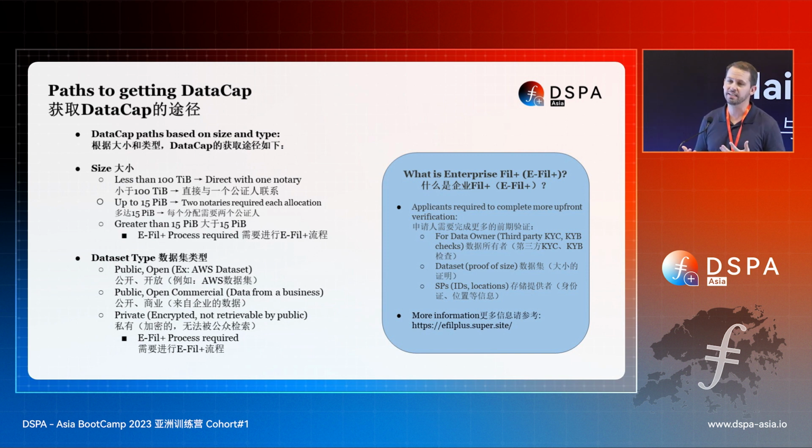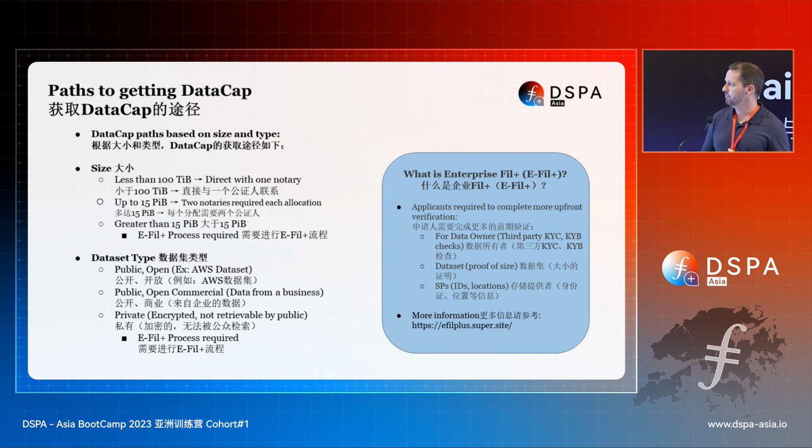What is E-FIL? Basically, if you want to store this much data, you need to tell us a lot more information so we can trust your application. Because let me give you a hypothetical scenario. You are brand new to the Filecoin Network. You come to Filecoin Plus, you apply, you say, hi, I need 100 petabytes of data cap, thank you. And that's it. The notaries will say, you have to tell me more. We can't give you this much data cap. We don't know who you are, we don't know where you are.